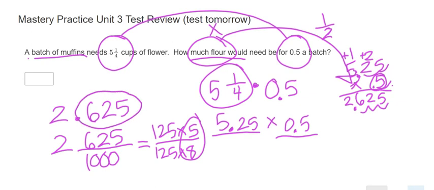So where is this decimal value coming from as a fraction? It is coming from 5/8. So we're going to need 2 cups and 5/8 of a cup.